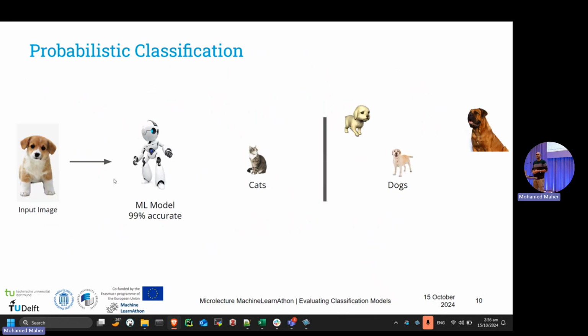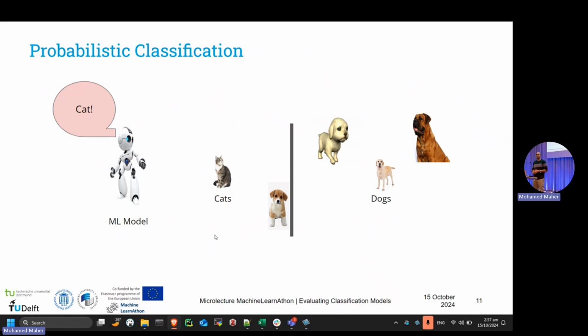Now let's move to another topic, which is probabilistic classification. In some tasks, we should not only care about the predicted label, we should also care about the predicted confidence of the model, or the predicted probability of the model. So let's say we have a machine learning model that can classify between images of cats and dogs, and it has 99% accuracy. And we have here an input image of this cute dog, and we need to classify whether it belongs to the dog class or the cat class.